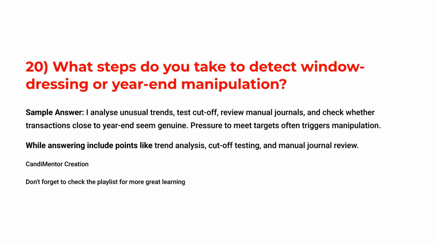What steps do you take to detect window dressing or year-end manipulation? Sample answer. I analyze unusual trends, test cutoff, review manual journals, and check whether transactions close to year-end seem genuine. Pressure to meet targets often triggers manipulation. While answering, include points like trend analysis, cutoff testing, and manual journal review.